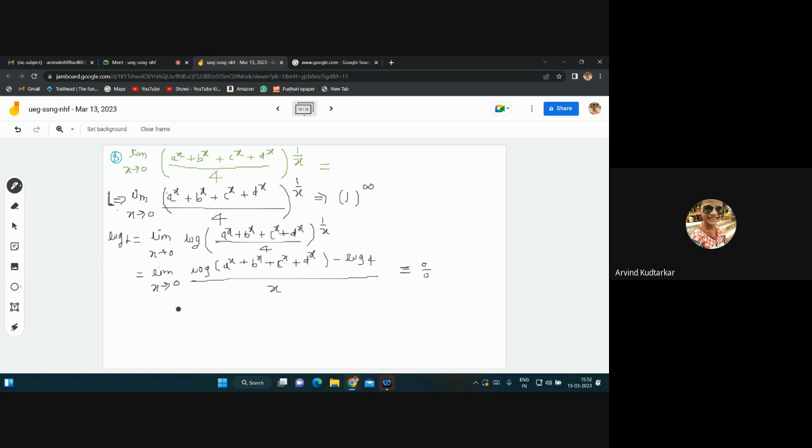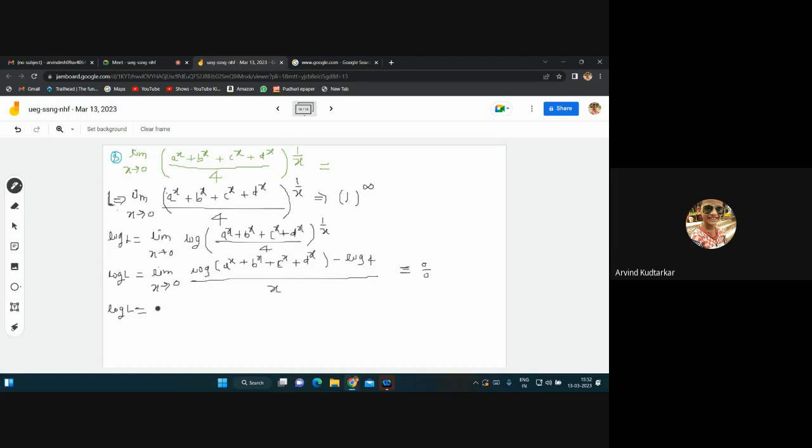इथं आपल्याला काय करावं लागेल, यल हॉस्पिटल रूल अप्लाई करावं. तो आप कैसे अप्लाई करेंगे यल हॉस्पिटल, मतलब क्यों अप्लाई कर रहे, व्हेन देयर लिमिट टू देयर फंक्शन इन द फॉर्म, अगर 0/0 और इंफिनिटी बाय इंफिनिटी के फॉर्म में मिल रहे हैं तो आप लोगों को क्या करना है, यल हॉस्पिटल. तो यल हॉस्पिटल रूल क्या होता है, देखो टेकिंग डेरिवेटिव ऑफ न्यूमरेटर एज वेल एज डिनोमिनेटर सेपरेटली.